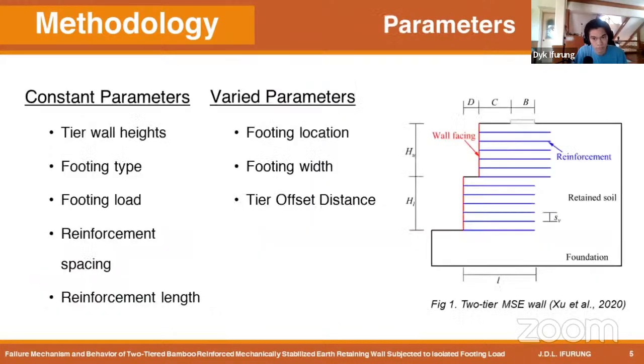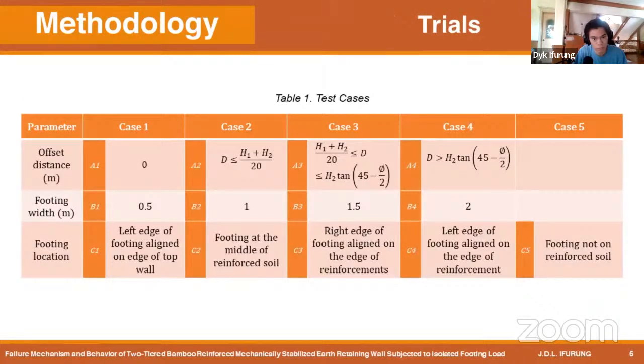and the results. For the models that I plan to develop for my study, the varied parameters of the wall will only be the footing location, footing width, and offset distance. All other parameters will be kept constant. Different test cases are produced due to the variation of offset distance, footing width, and footing location.